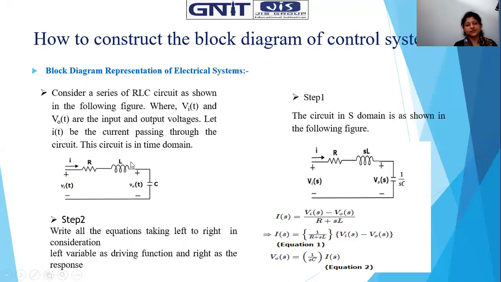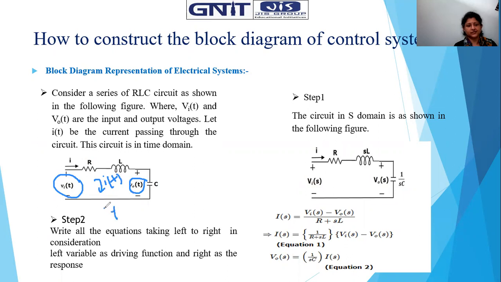So how to construct the block diagram of a plain and simple RLC system network will be explained over there. And then there will be new numericals and we will solve them in the next class. Consider a series RLC circuit where Vi(t) is the input signal and Vo(t) is the output signal. So Vi(t) is the input signal and this is the time domain circuit. What is the current flow? i(t). So it is plain and simple, representing the time domain circuit.